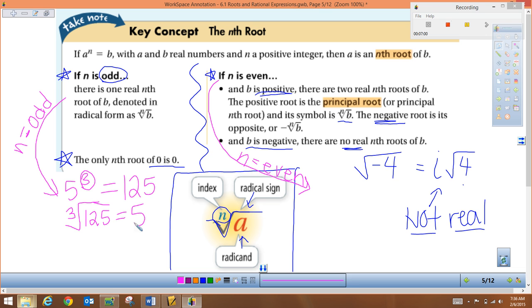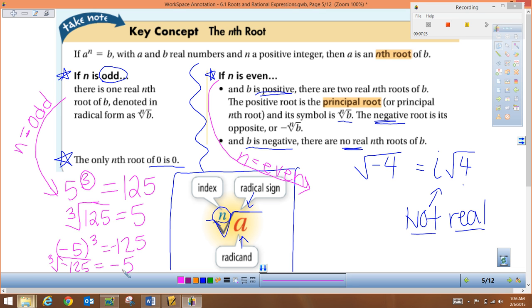How about negative 5 cubed? Again, we get 125. But then what is the cubed root of negative 125? It's negative 5. Okay? When you have an odd root, okay, when you have an odd n, you can have a negative underneath that radical sign.